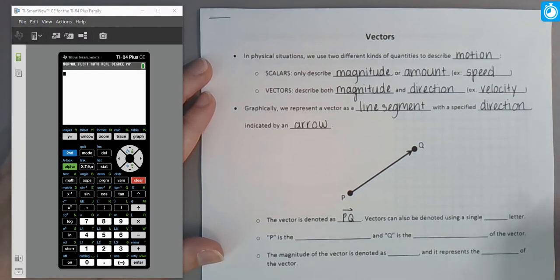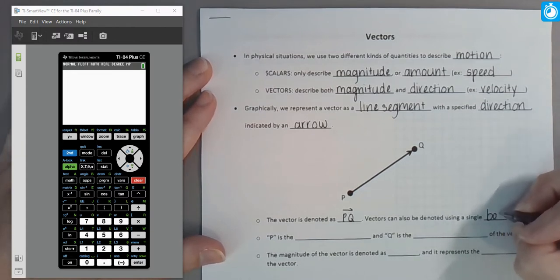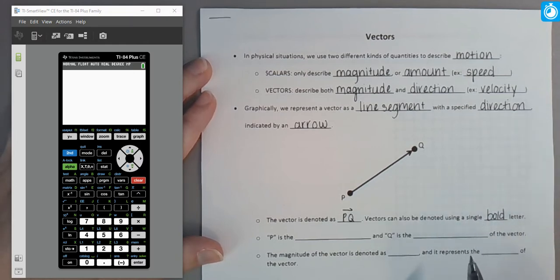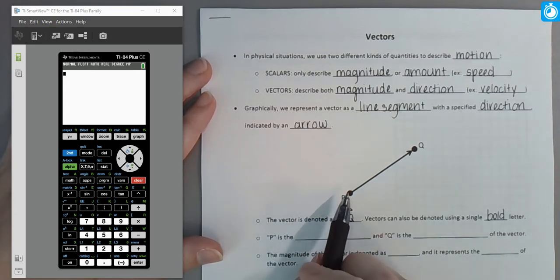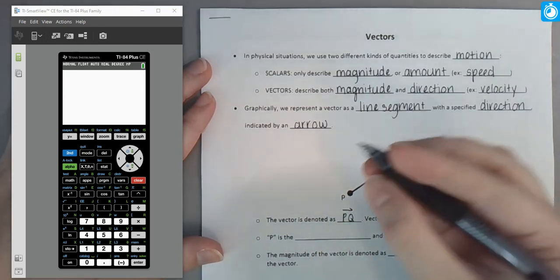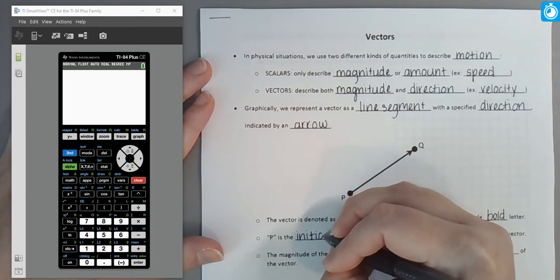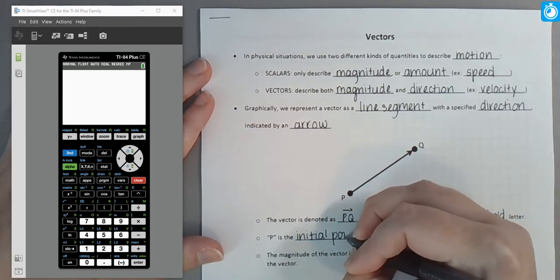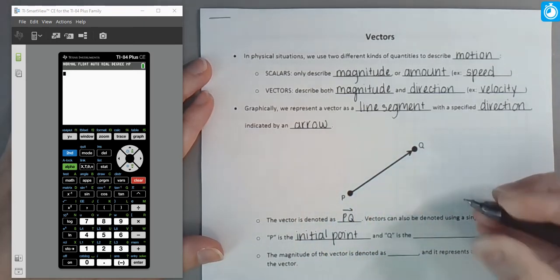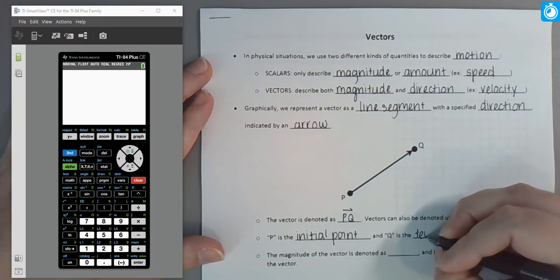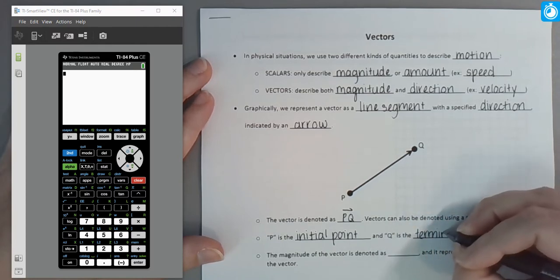Now vectors can also be denoted, typically when we type them, using a bold letter. We can't really bold if we're just writing in pen or pencil, so we're always going to use the arrow notation to show that we're talking about a vector. And again, P, where the vector starts, is what we call the initial point of the vector, and Q is the terminal point of the vector.